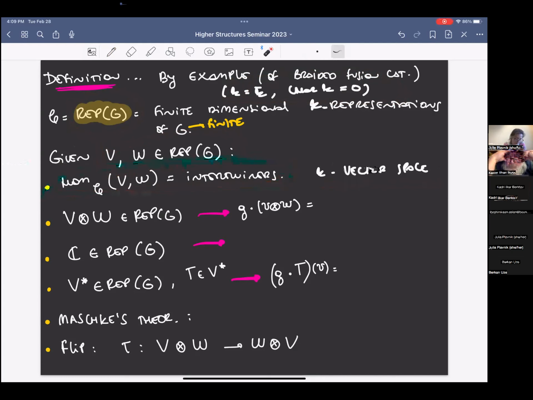Also, if you give me two representations, I can give you a new representation that will be the tensor product. As a vector space, it is just the tensor product of vector spaces, but then I need to tell you how the group acts. In this case, it will be just the diagonal action.